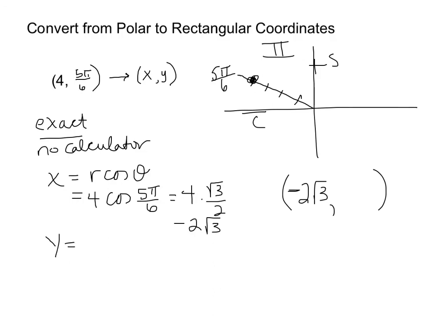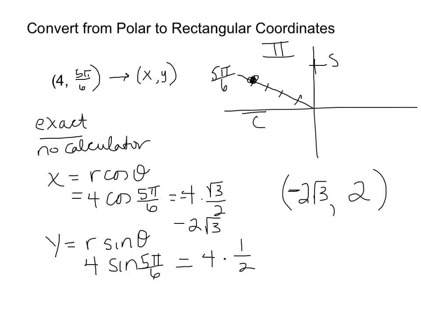The y-coordinate is r sine theta. R is still 4. Theta is 5 pi over 6. Well, if cosine of pi over 6 is square root of 3 over 2, then the sine is going to be 1/2. So this is going to be 4 times 1/2. 4 divided by 2 is 2. This is a set of coordinates in the second quadrant in the same place as the polar coordinates.